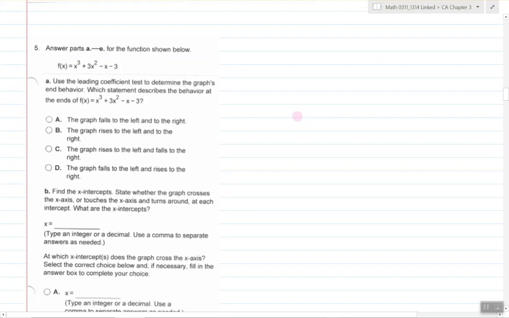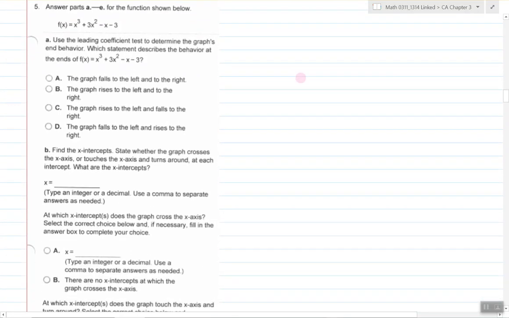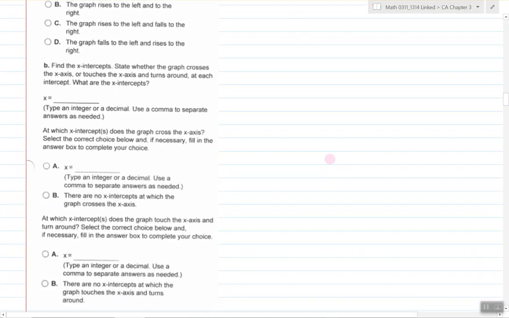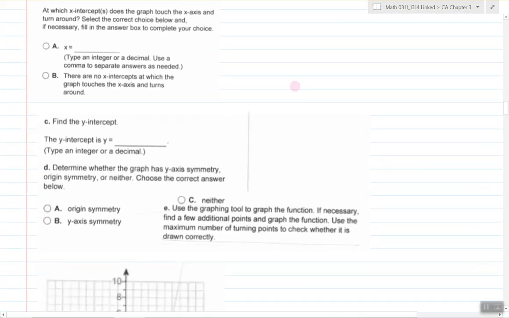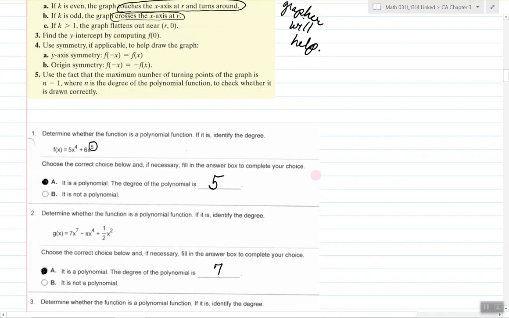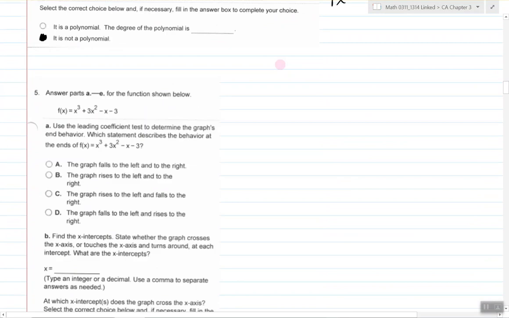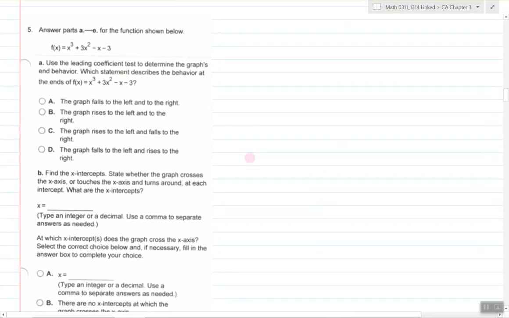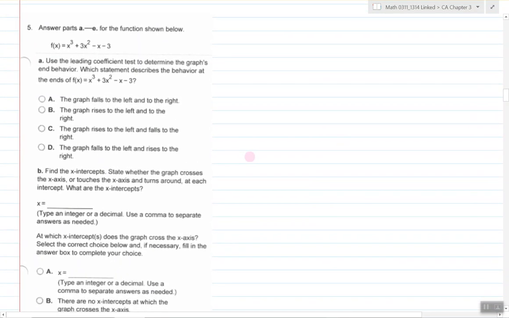Now, let's take a look at number 5. It's going to ask us a variety of questions, and we'll use the information that we already know. They're going to ask us all of these questions, and then we're going to graph it. All right. We have f of x is equal to x to the 3rd plus 3x squared minus x minus 3. Yes, it is a polynomial function.